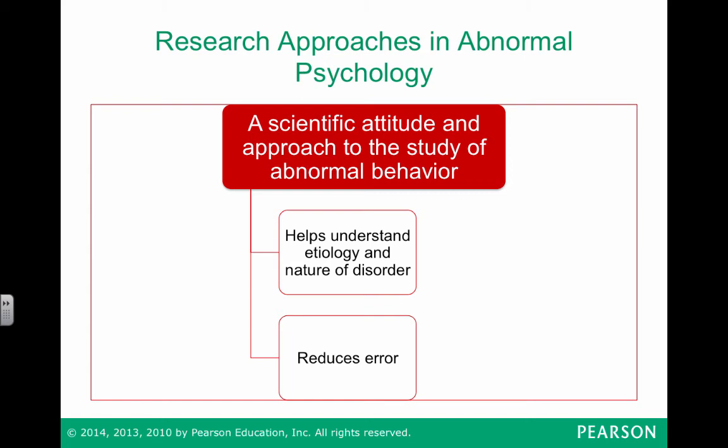There's several different research approaches in abnormal psychology, and it's important to have this scientific attitude to the approach to the study of abnormal behavior. It gives us a greater understanding of the nature of the disorder, and by using the scientific method and scientific research, there's a reduction in error.